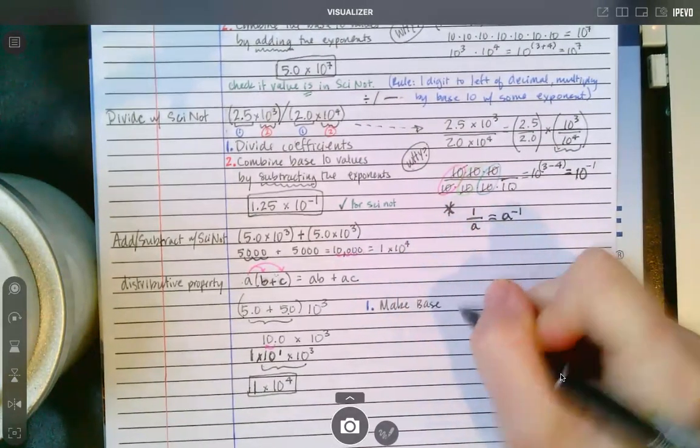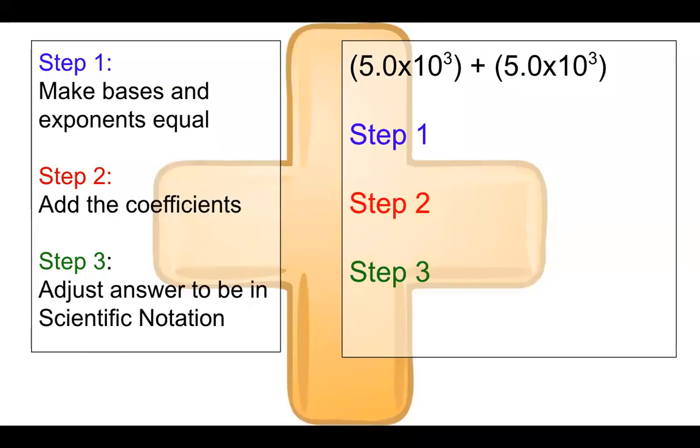Well, I know that the bases are equal because they're all 10, right? We will have to sometimes adjust a number out of scientific notation to do this, and I'll explain it in one of the other problems.